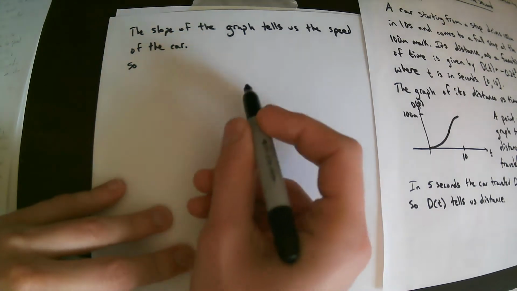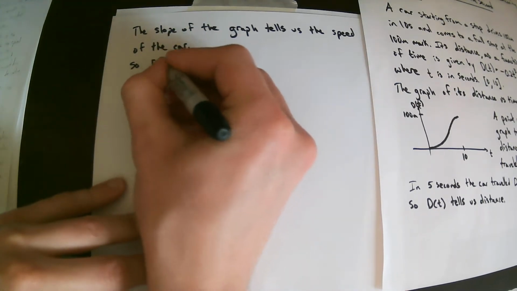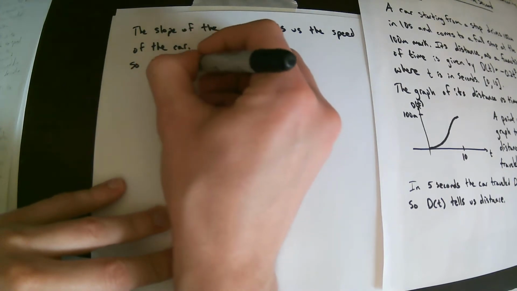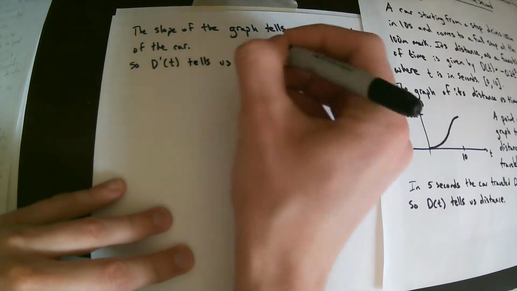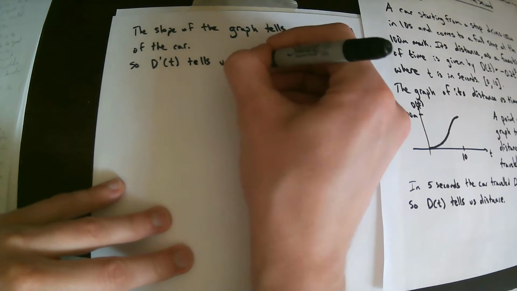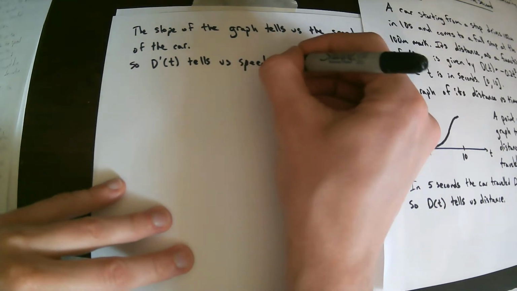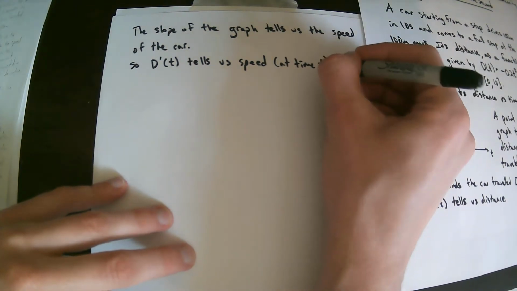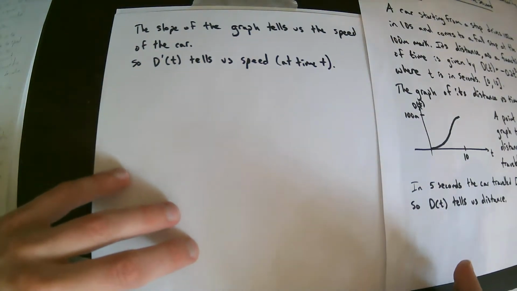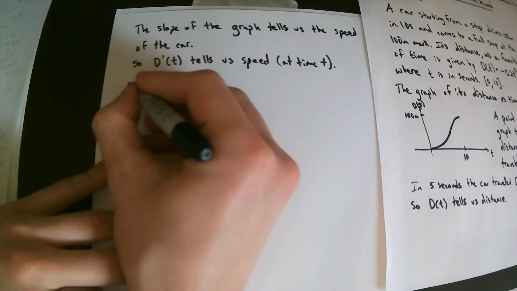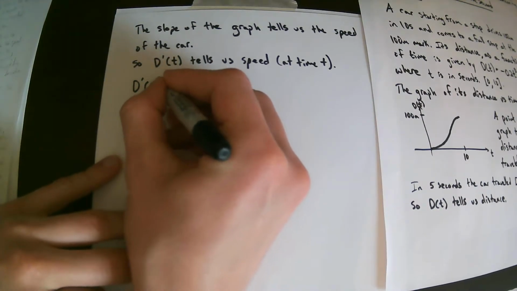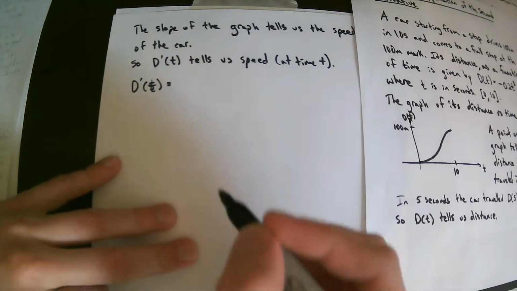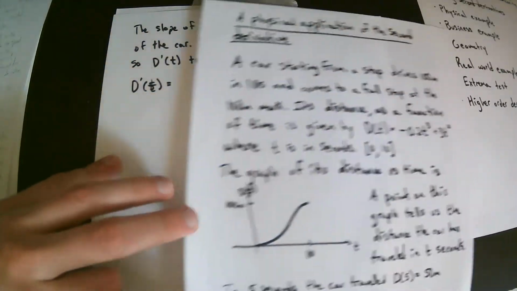So how do you get the slope of a graph at a point? D prime of t tells us speed. I'll say at time t. Obviously, I feel like that's implied. So if I wanted to know how fast this car is going at 5 seconds, I could say d prime at 5 is going to, well, actually, sorry, I need d of t first, don't I? So here's the function.